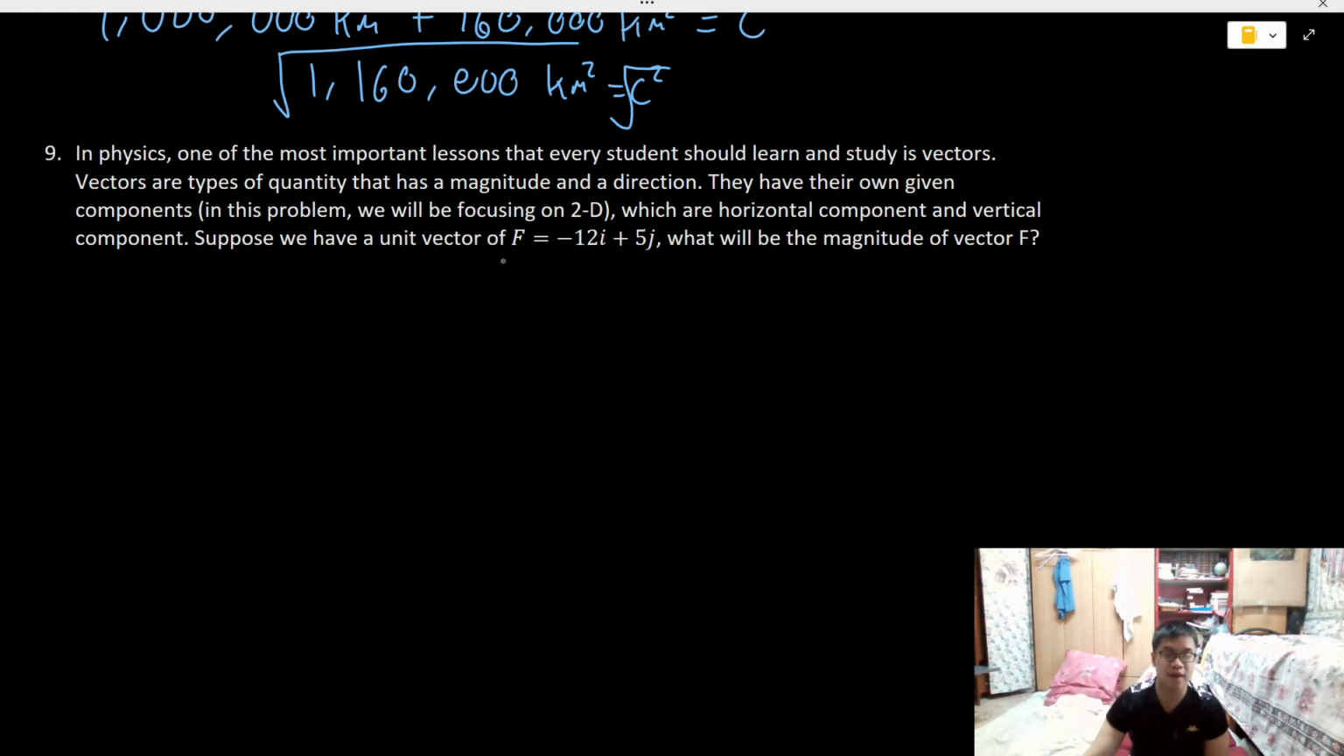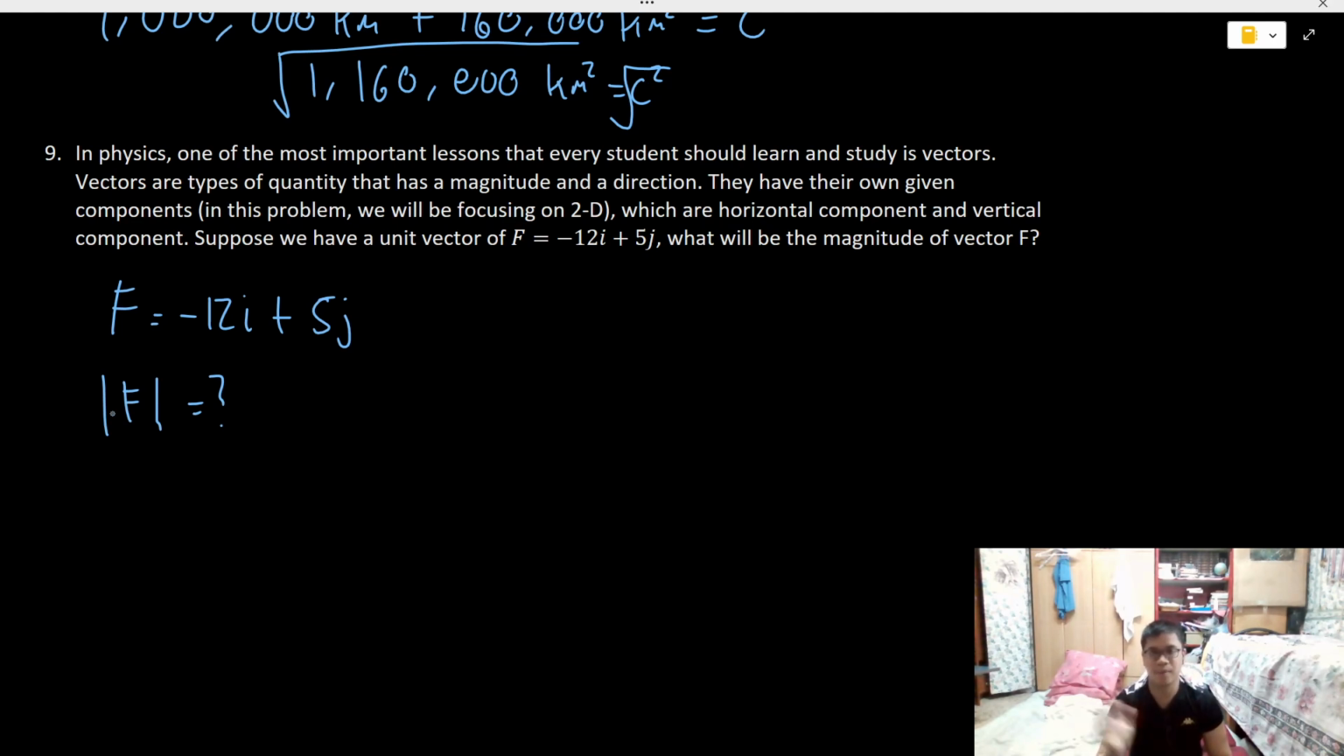Suppose we have a vector F. Let me write it here. F is equal to negative 12i plus 5j. What will be the magnitude of vector F? The magnitude of vector F is written like this, basically, the absolute value of F.